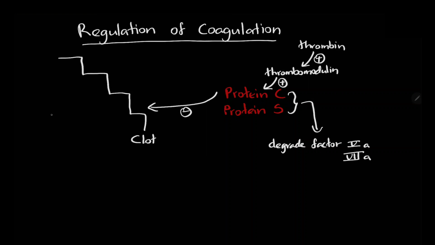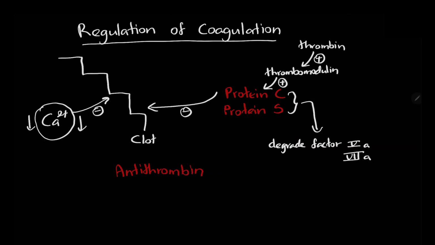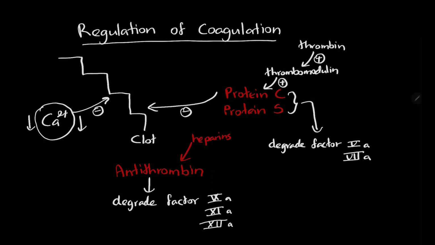Also, the calcium ion is an essential ingredient for the extrinsic, intrinsic, and common pathways. So low levels of calcium ions act as inhibitory to the clotting cascade. Antithrombin is a protease inhibitor that degrades thrombin, factor 9A, 11A, and 12A. It is constantly active and further activated by heparins, which are a group of anticoagulants.